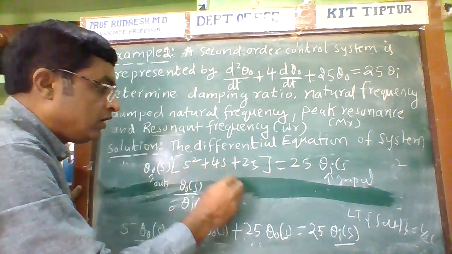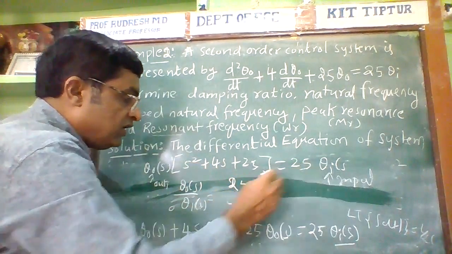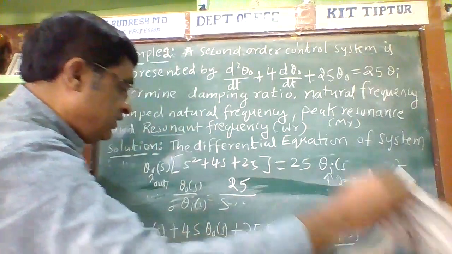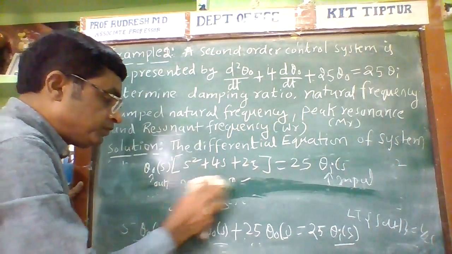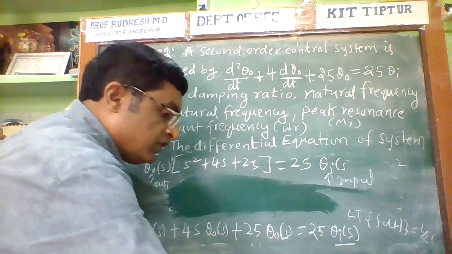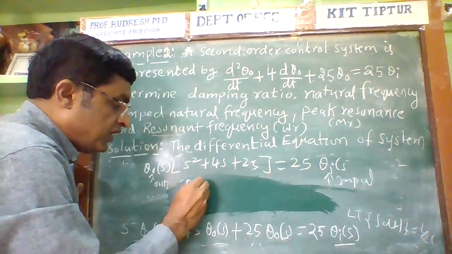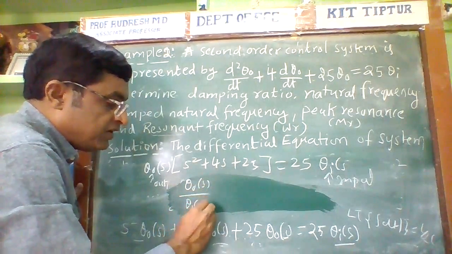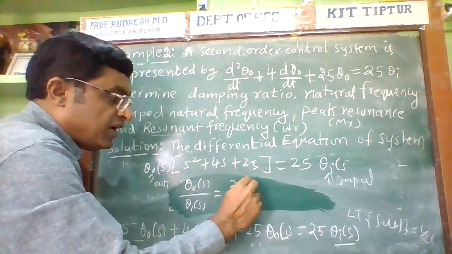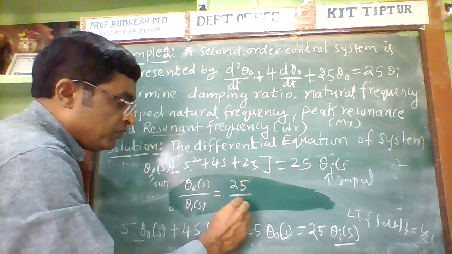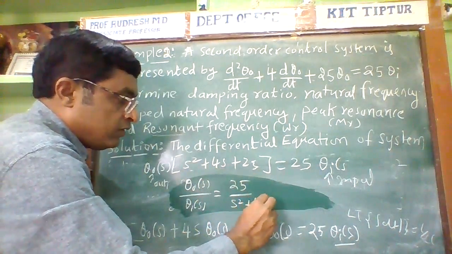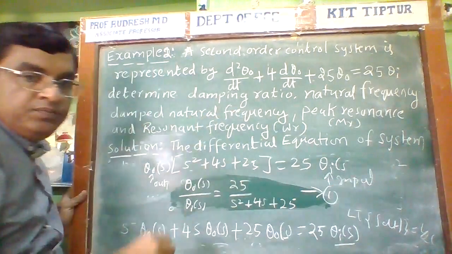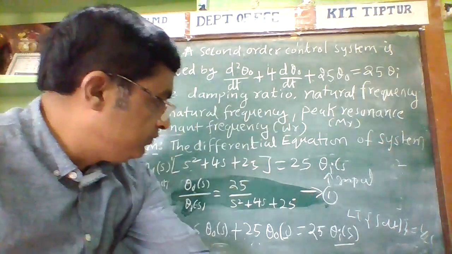25 divided by s square plus 4s plus 25. So theta o(s) divided by theta i(s) is equal to 25 divided by s square plus 4s plus 25. This is equation 1.